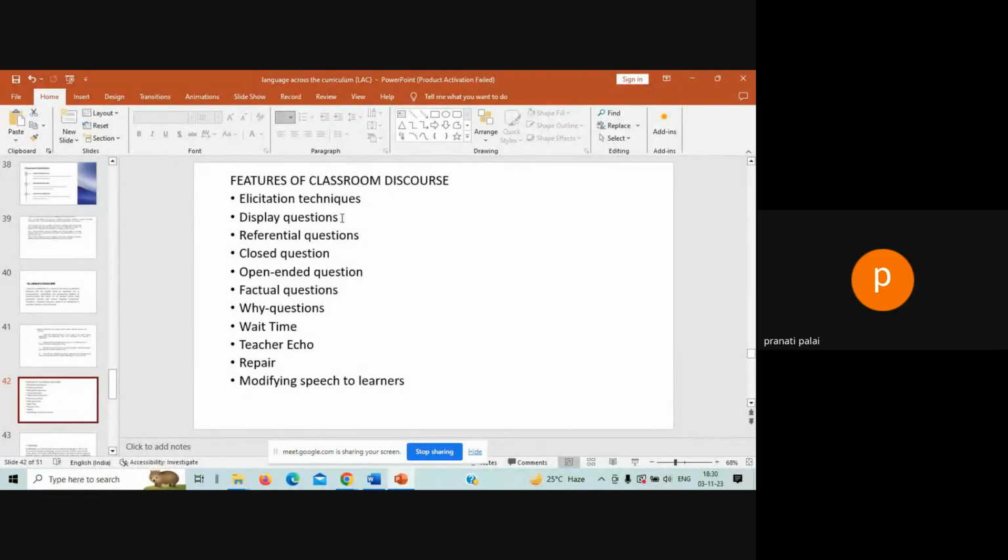Ma'am, what is the illustration? Yes, what is the illustration? Technique?